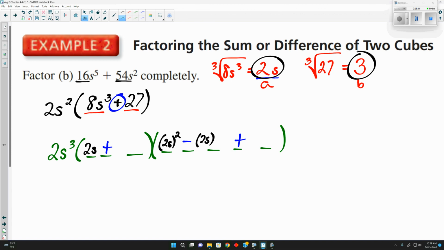Now the value of b is 3, so in our first set of parentheses, in the third spot we would have 3. Next to our 2s squared, technically we would have 3 to the 0, which is just 1, so we don't have to include it. Our middle one is going to be 3 to the first, and in the last spot we'll have 3 squared.